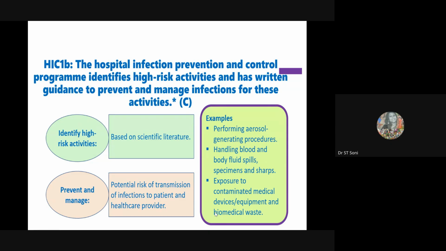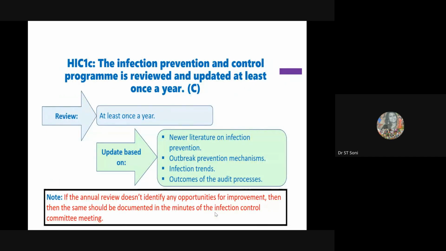An example I will take is the aerosol generating procedure. When you are intubating a patient, it is a high risk activity. When you are handling blood and body fluids, specimens and sharps, it is a high risk activity. And contaminated medical devices and biomedical waste. So these are certain examples of high risk activity. Infection prevention and control program, once we prepare it, it's not once for all.